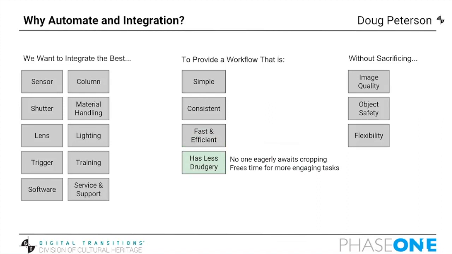So we want to combine these different components together to provide a workflow that is simple, consistent, fast, and efficient, but we don't want to sacrifice image quality, object safety, or flexibility. Image quality is especially important to Digital Transitions because our part of the market is preservation imaging. There are many companies who make, for example, feed scanners that provide very fast digitization at a very low quality for applications like office paperwork and content extraction. Our goal is to provide systems that provide preservation-grade imaging, and we cannot sacrifice on that goal.